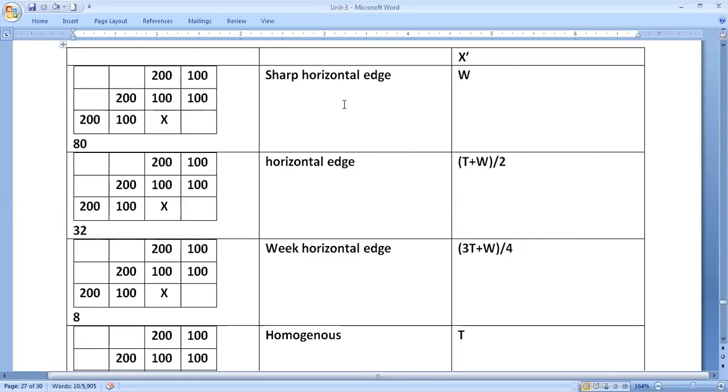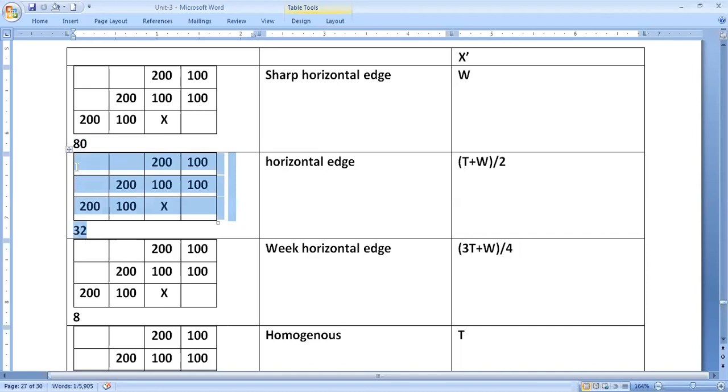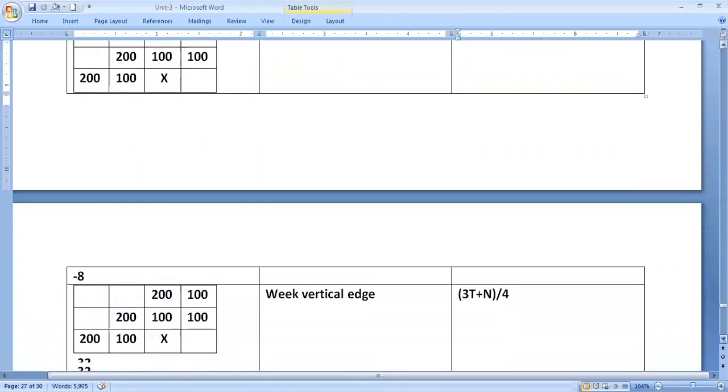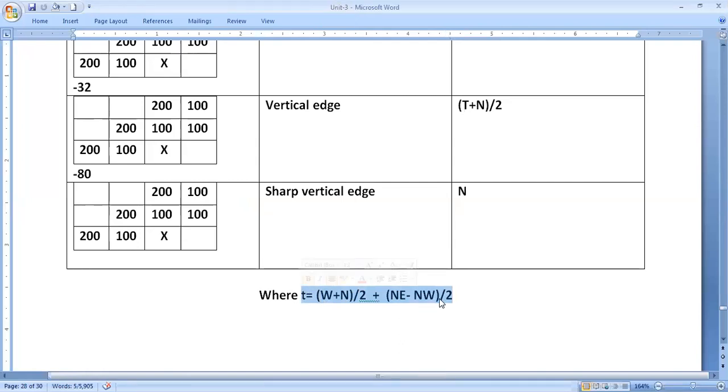So if dv minus dh is greater than 80, then it is a sharp horizontal edge, and the value will be west. And if dv minus dh lies between 32 and 80, then a horizontal edge will be taken, and x will be taken as t plus w by 2. What will be t? t is nothing but west plus north divided by 2, plus northeast minus northwest divided by 2. This is the value of t.